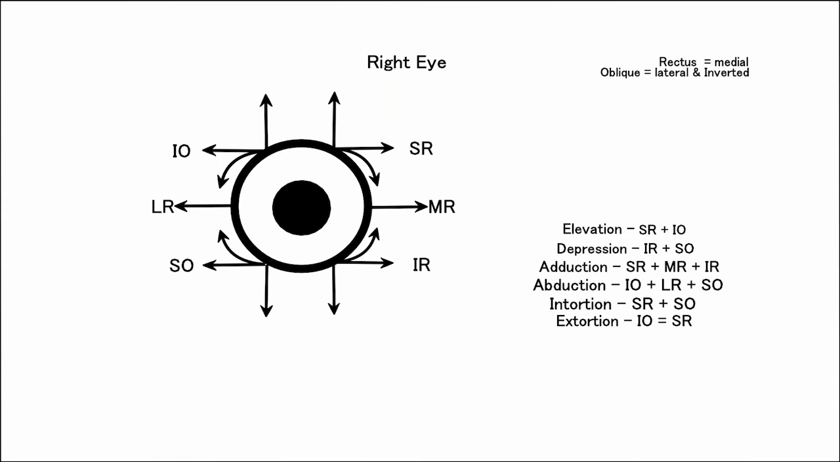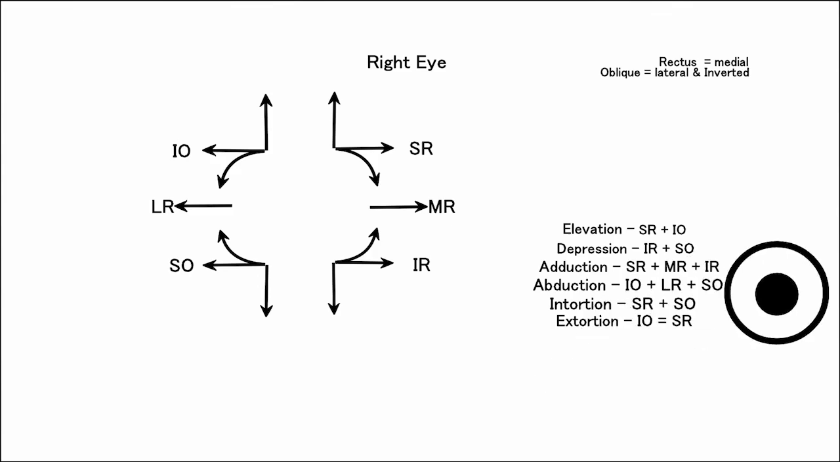So if you make this diagram correct and you know the rules, that is, rectus is medial and oblique is lateral but inverted, you can easily derive the muscles and the movements produced by them without any memorizing. Usually I use this method. You can use whichever you are comfortable with.